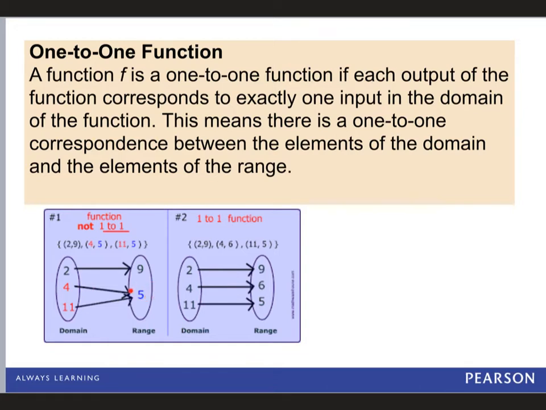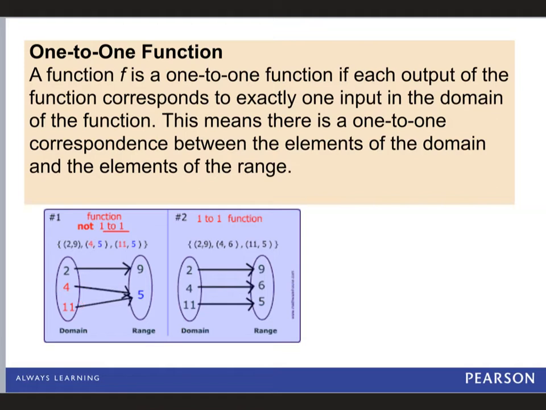Well, what happens when I go to do the inverse and I start at 5? I don't know whether I should go to 4 or I should go to 11. So this function does not have an inverse. So the idea of one-to-one is that there are no mappings like this where two different inputs would give you the same output. That's okay for a function, but it's not okay for a one-to-one function.